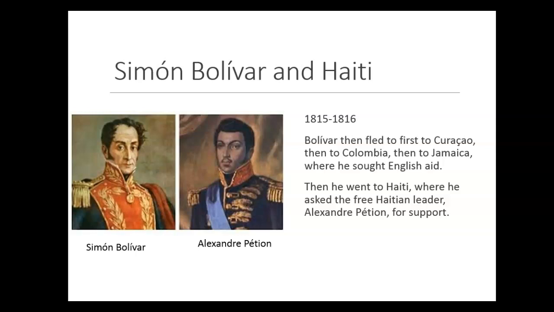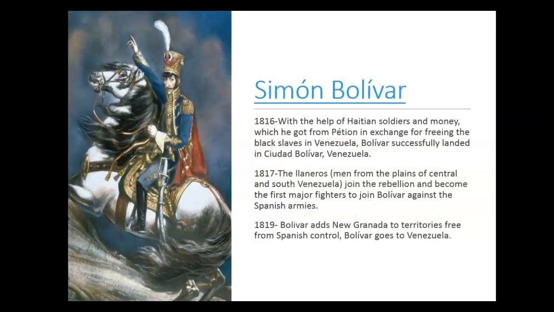In 1816, Bolívar began a 5-year campaign to liberate Venezuela and Colombia. With the help of Haitian soldiers and money, Bolívar successfully landed in Ciudad Bolívar, Venezuela. This time, however, discontent against the crown and Spanish General Pablo Morillo would lead to a coalition of supporters for Bolívar.